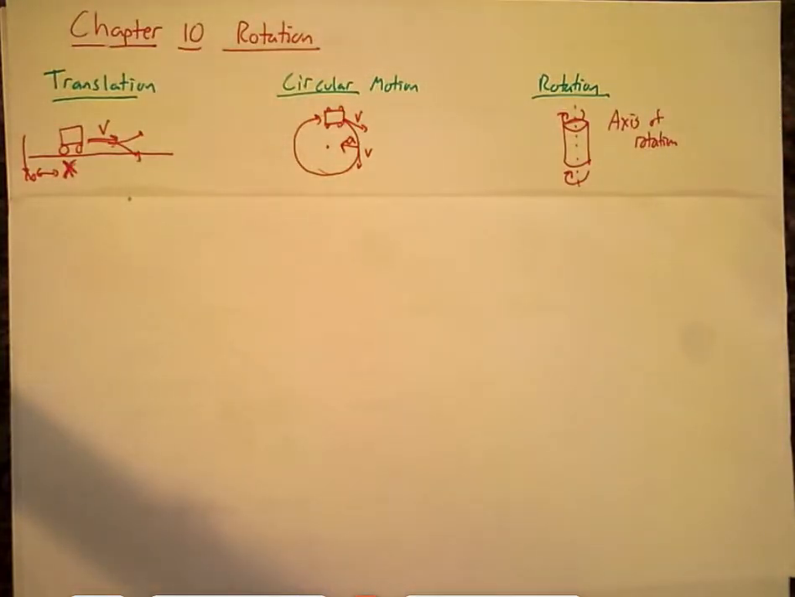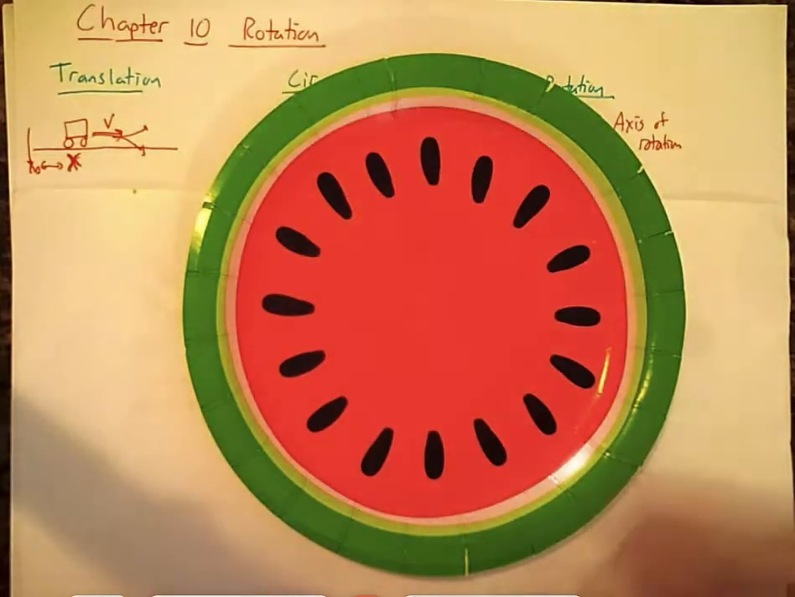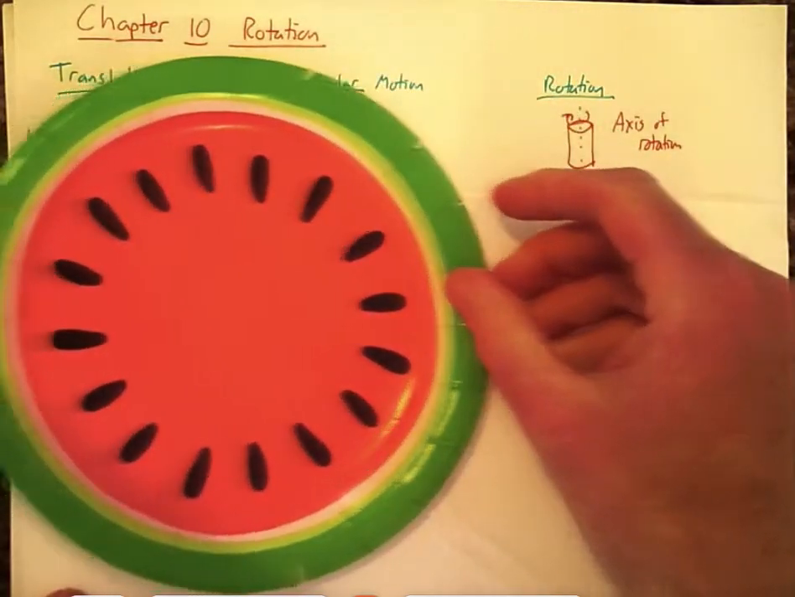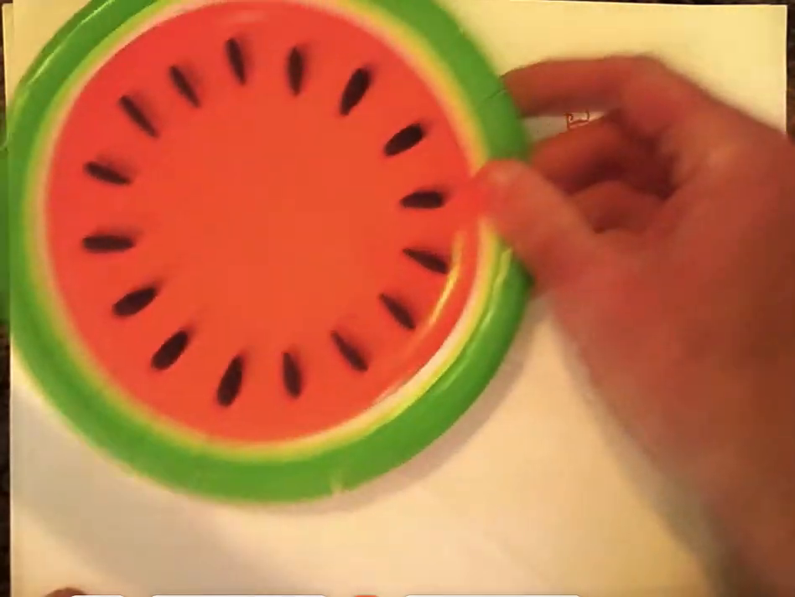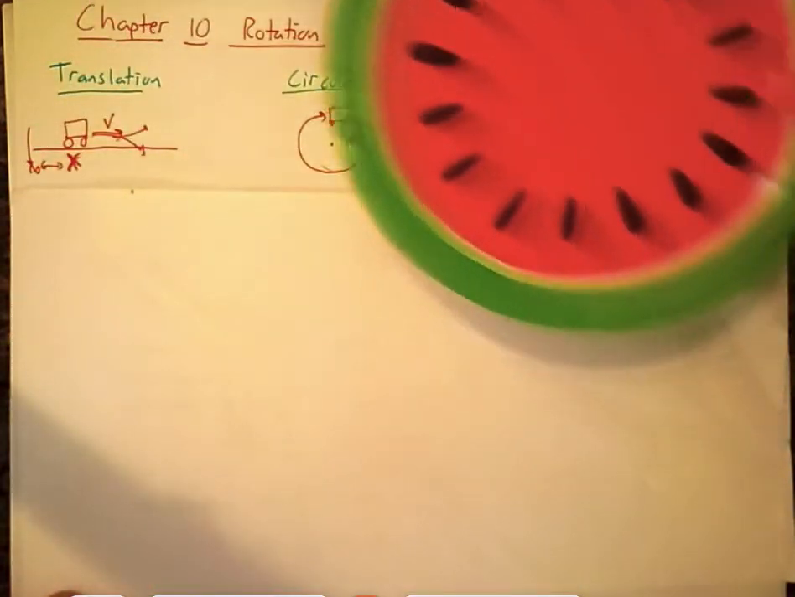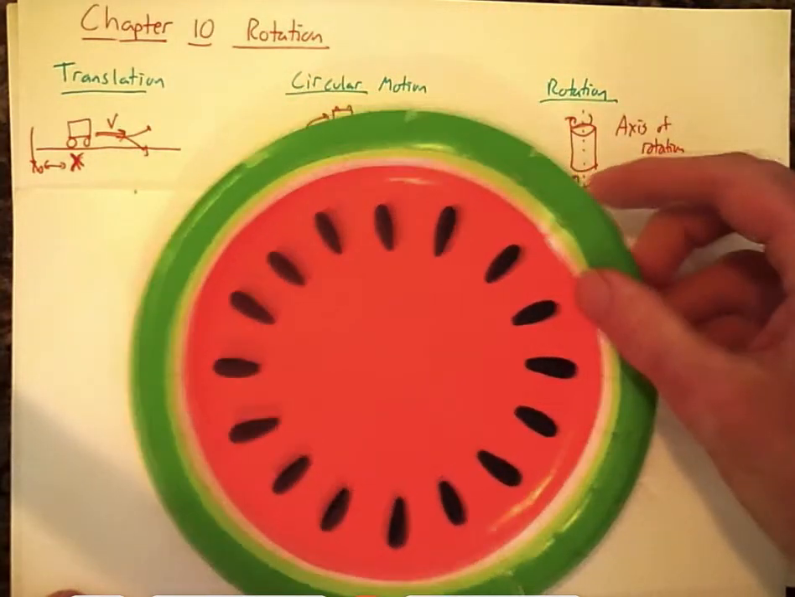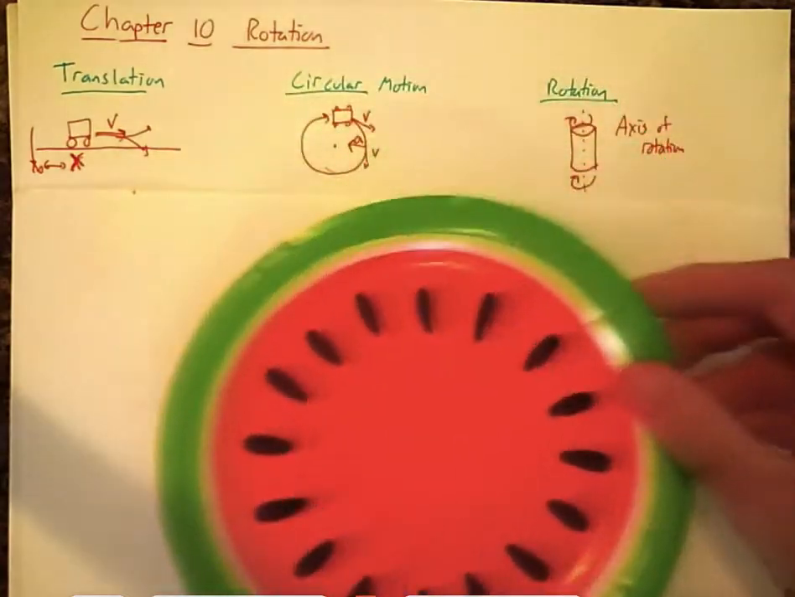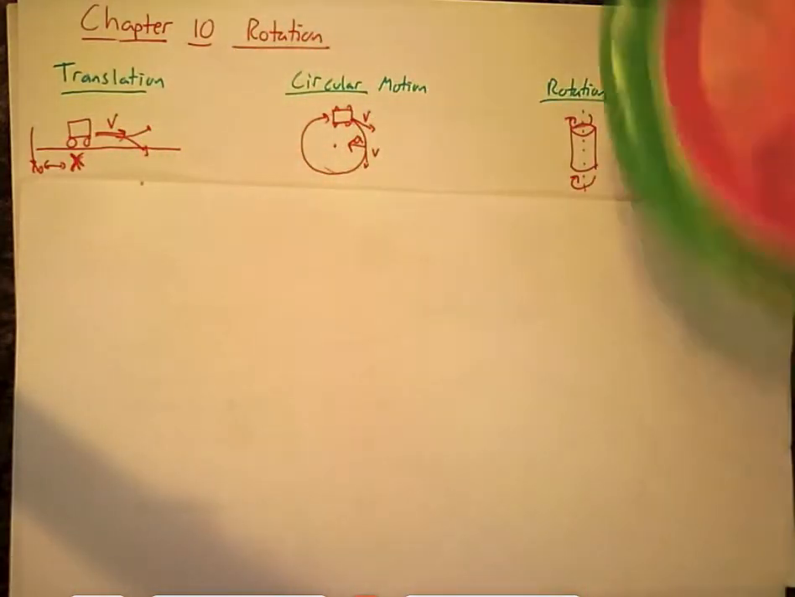So just like I had my watermelon plate here that's spinning around and around. I could have this watermelon plate do translation. I could have it do circular motion if I moved it around and around like this. And then I could have it do rotational motion. Of course, I could combine a lot of those together. I could have it going in a circle while it's rotating, while it's moving across the screen. Okay, anyways, maybe not that well.